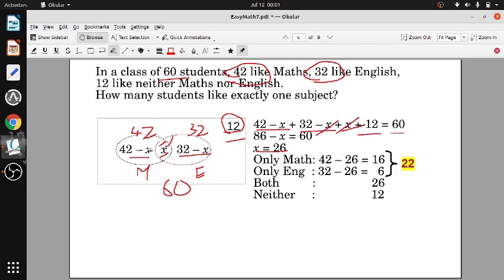So what is 42 minus x? 42 minus 26 is 16. And what is 32 minus x? 32 minus 26 is 6. So 16 like only mathematics, 6 like only English. So total 22 students like exactly one subject. Exactly one subject, 22 is the answer.